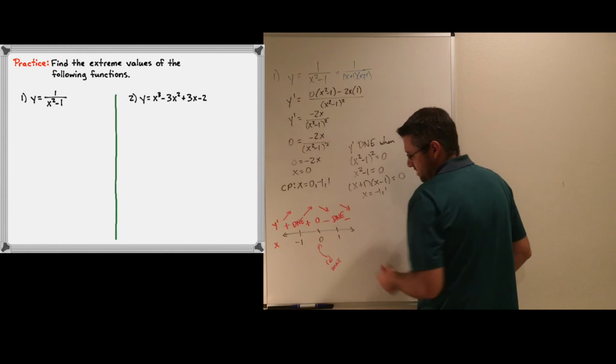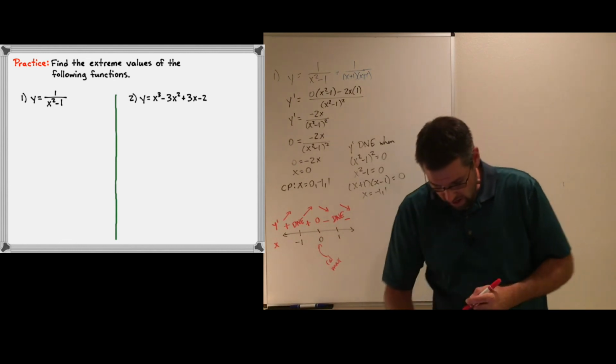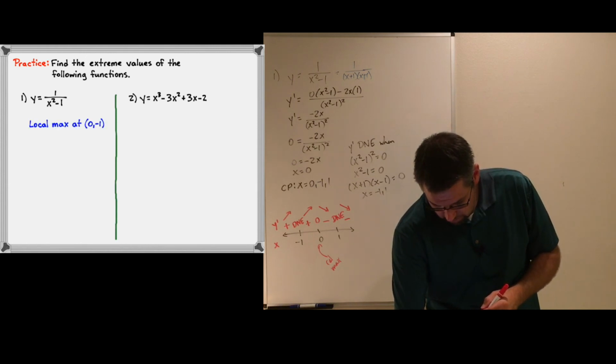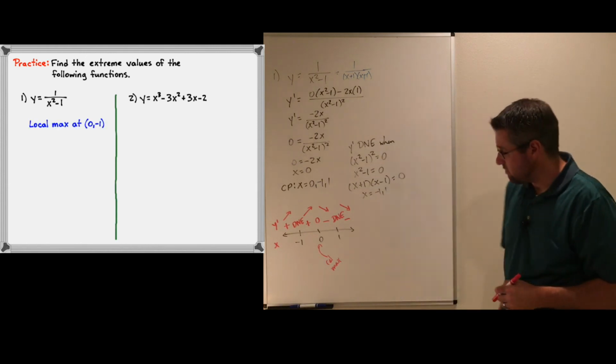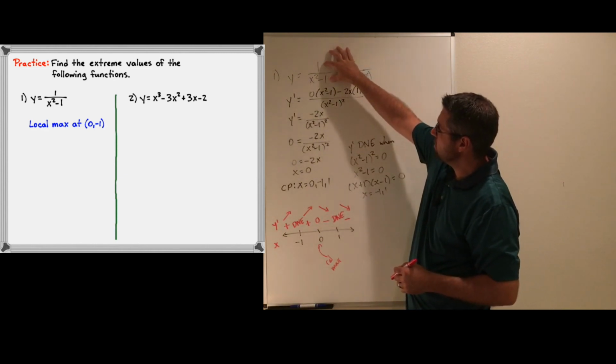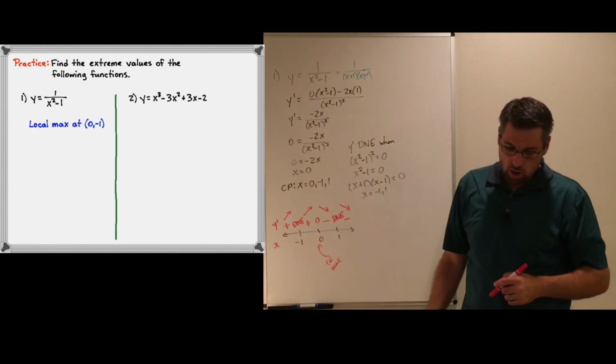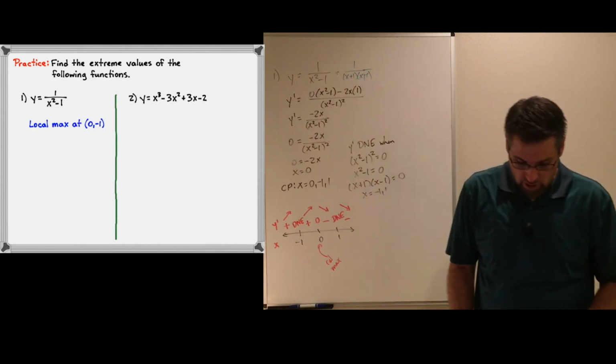So that's it. Our relative maximum occurs when x equals 0. We can plug that back in to find that value. The bottom line is we have a local maximum when x equals 0. We plug it back in up here and get a y value of -1 when we plug in 0. So our local maximum is (0, -1) for that problem.